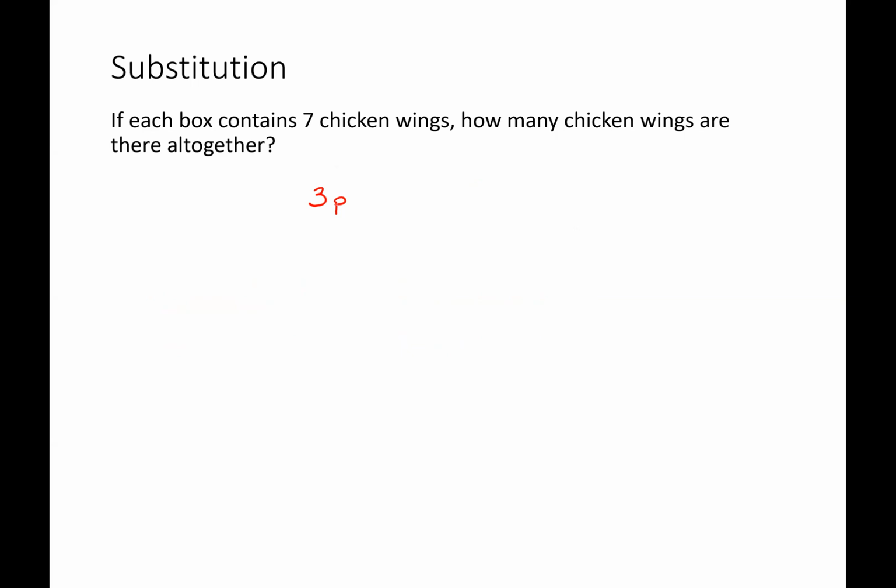Okay, so this is our algebraic expression. What's my next step if I want to solve this problem? Remember, P equals number of chicken wings. And in this particular scenario, it's telling me that each box contains 7 chicken wings. How many boxes do I have again, folks? 3. Good. I have 3 boxes. So this is my expression, 3P. What's my next step to solve this?